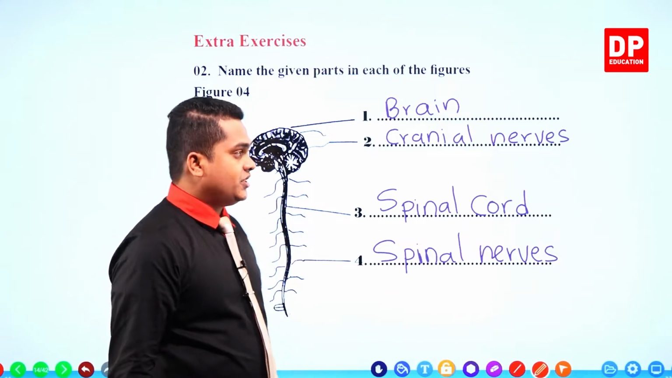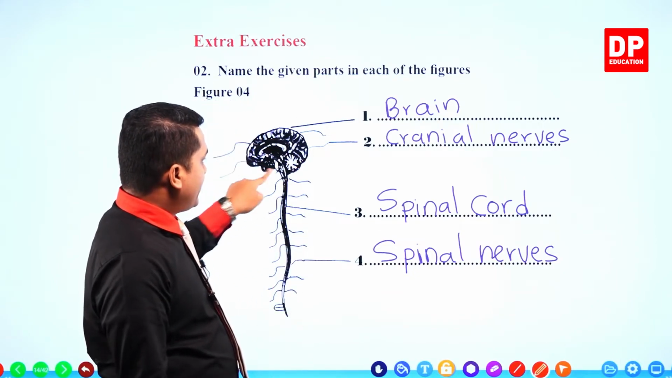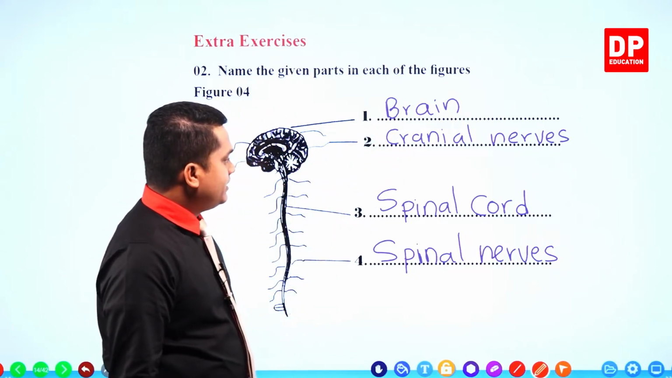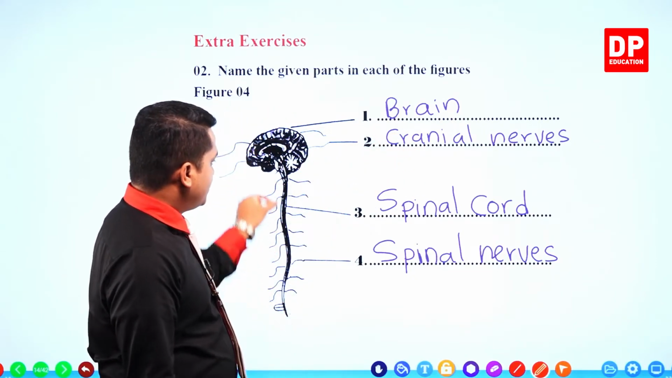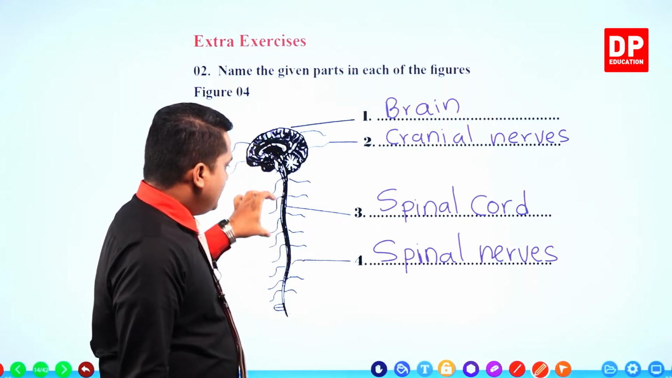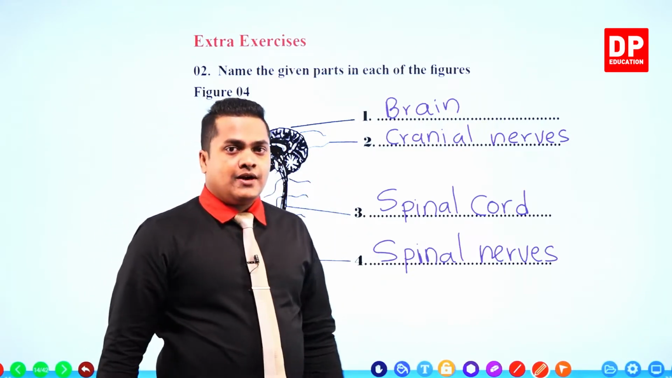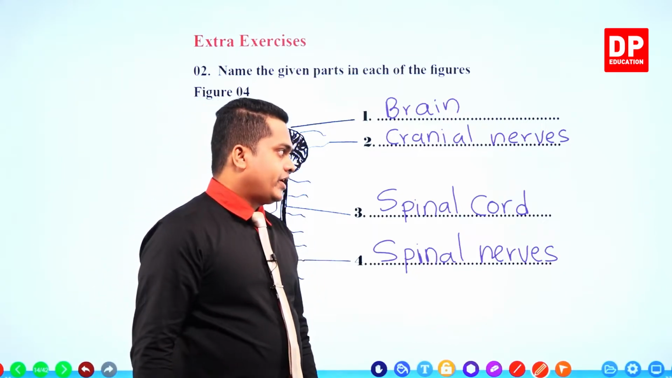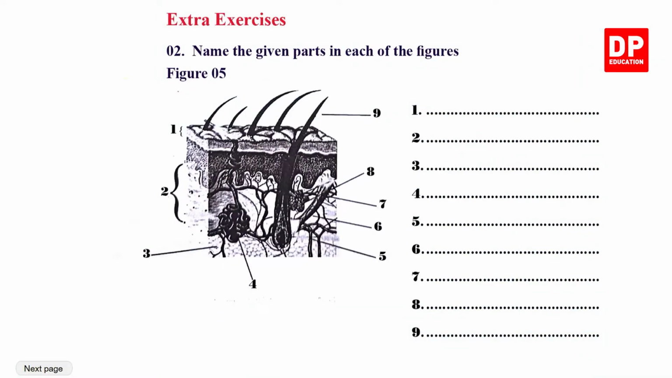So, my dear children, first you can observe the brain, then the nerves arising from the brain are cranial nerves, then you can observe the spinal cord. Nerves arising from the spinal cord are spinal nerves. Okay. Next one.